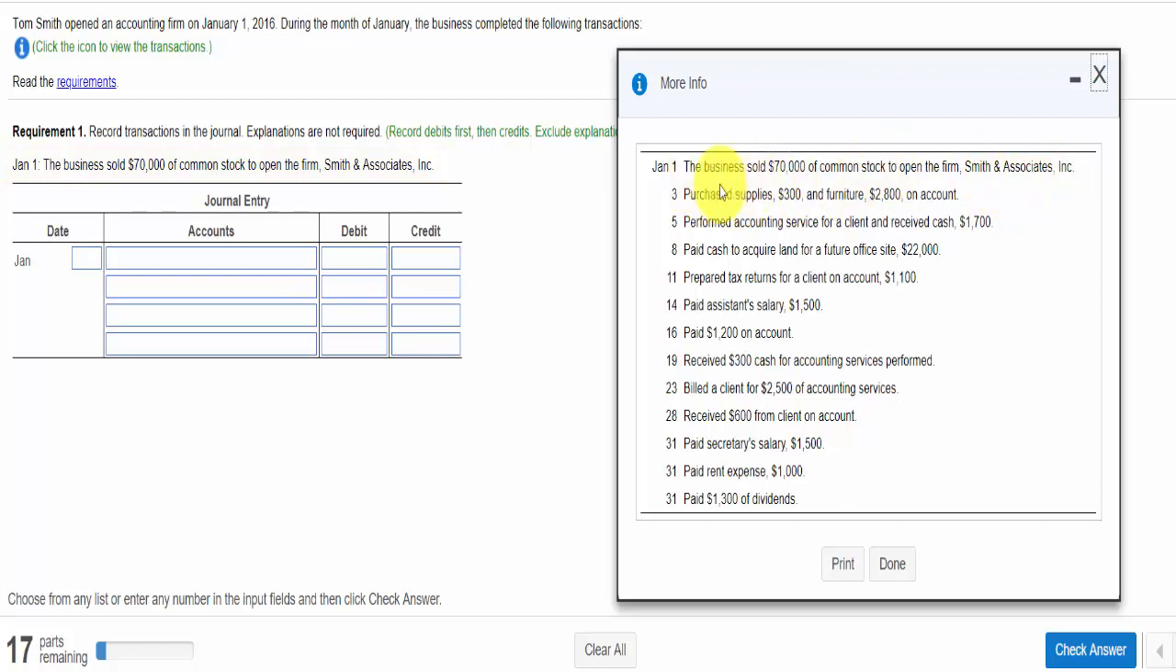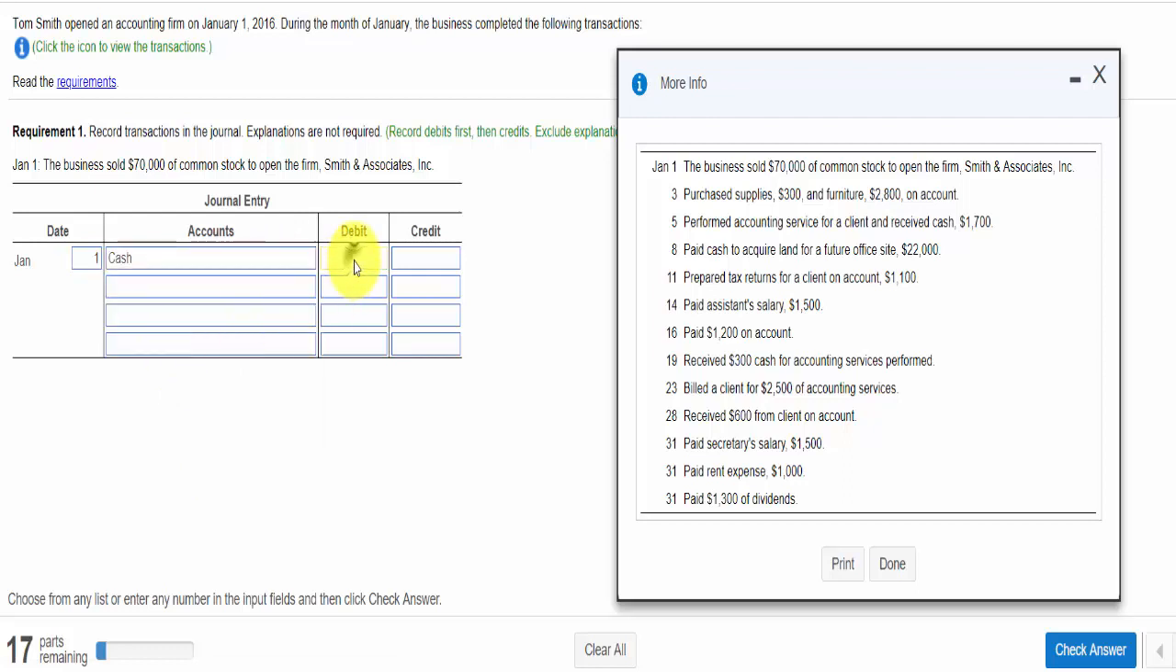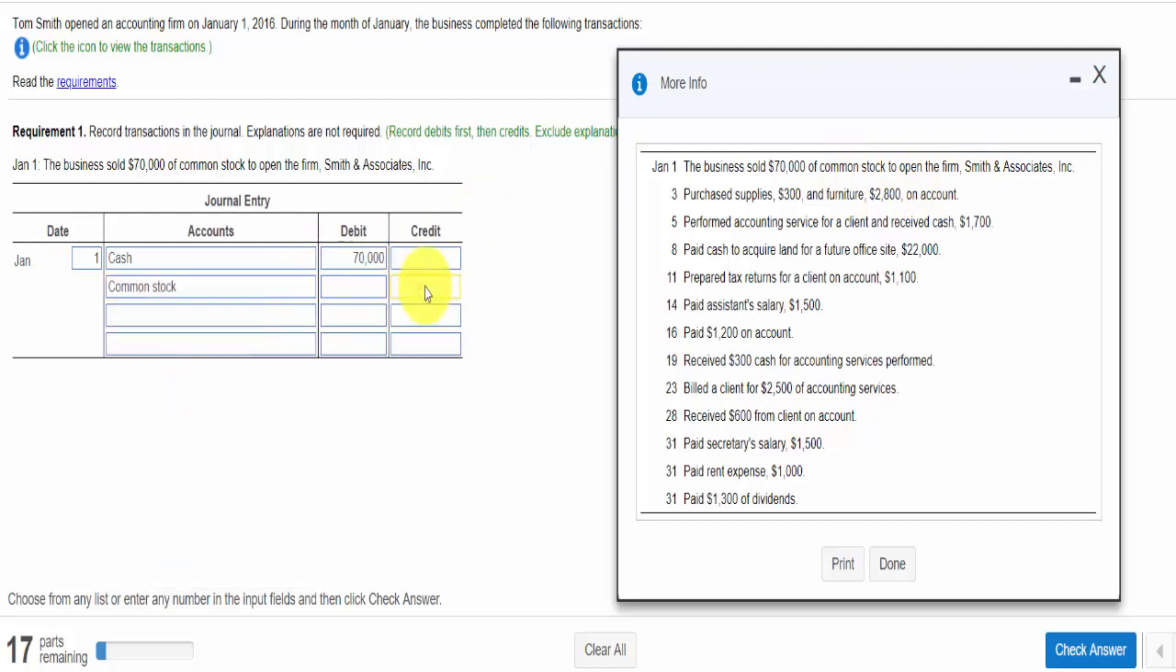First, the date is 1. The business invests 70,000 in the common stock. So it means an increase in cash. Cash is our asset account. When cash increases, we debit cash 70,000. Second is the common stock, because the business sold 70,000 of common stock to open a firm. The common stock is our equity account. An increase in an equity account is always a credit.